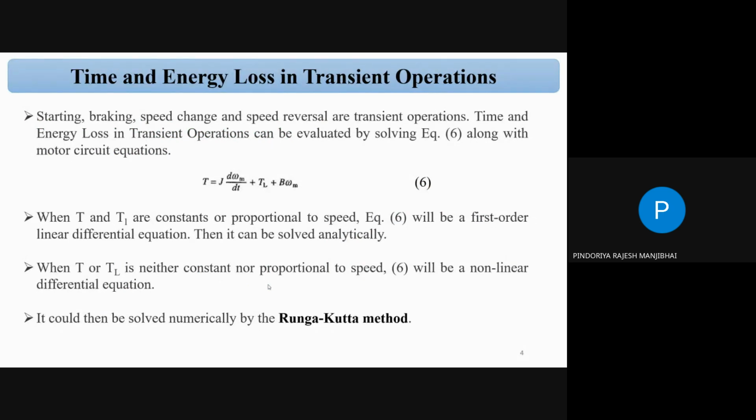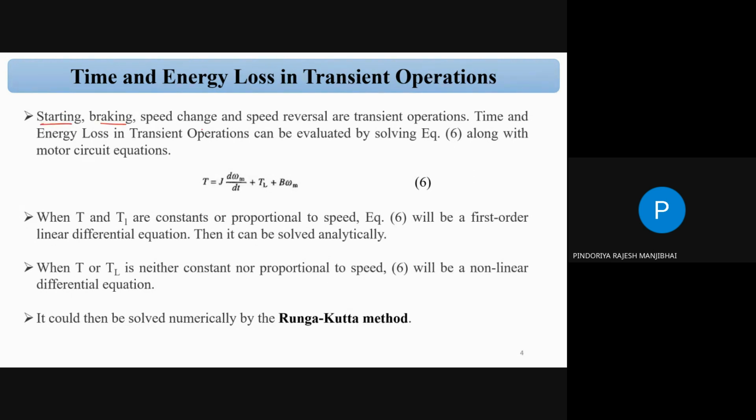We already discussed the four quadrant operation, that is, forward motoring, forward braking, reverse motoring, and reverse braking. Whenever we say four quadrant operation of electric drive, it is a transient operation, correct? Because we start the motor from 0 to the maximum speed. Once we start our motor at time equal to 0 seconds and speed 0 rpm, then slowly increase the speed of our drive, correct?